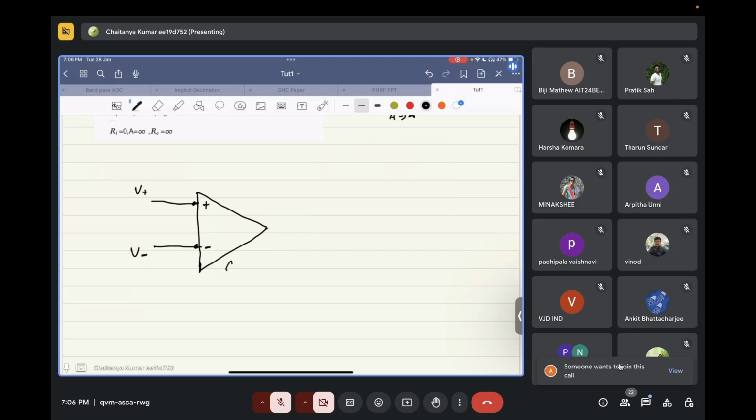Now, if the gain of this op amp is infinity, and it is used in open loop configuration, just like we give the input as V plus and V minus and take the output, V out is equal to A times V plus minus V minus. In this case, if there is even a slight difference between V plus and V minus, what will happen to the output voltage of the op amp?